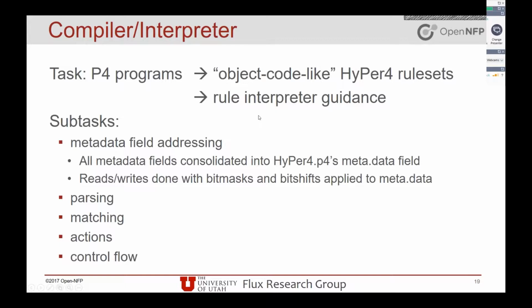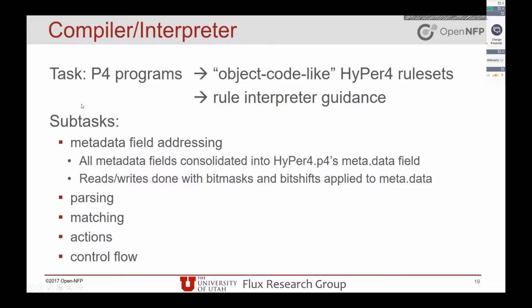All right, for our compiler/interpreter, how does this actually work? The task is to take P4 programs and produce two different things. First off, we need to produce object code like Hyper4 rule sets. So these rule sets are going to consist of entries for Hyper4 tables that specify that program's functionality. We also need to produce, along with that, some guidance for the rule interpreter that will need to be invoked later when we actually need to write rules for those tables defined by those P4 programs.